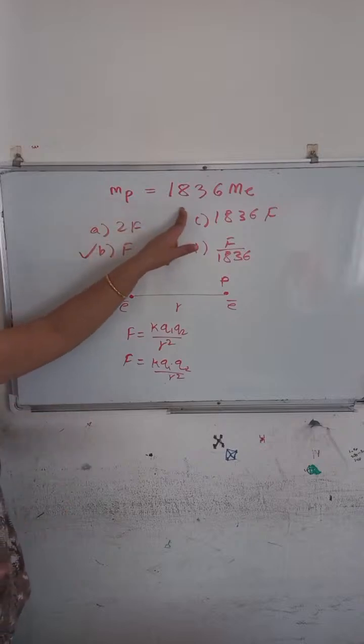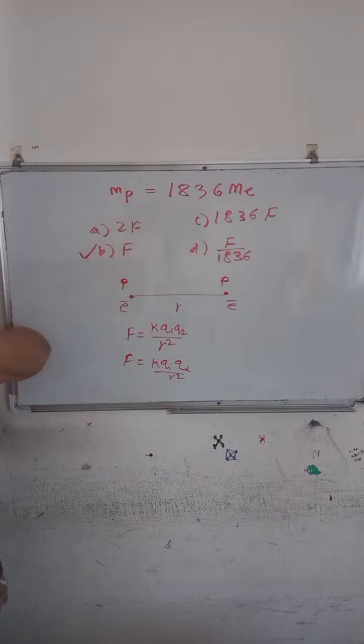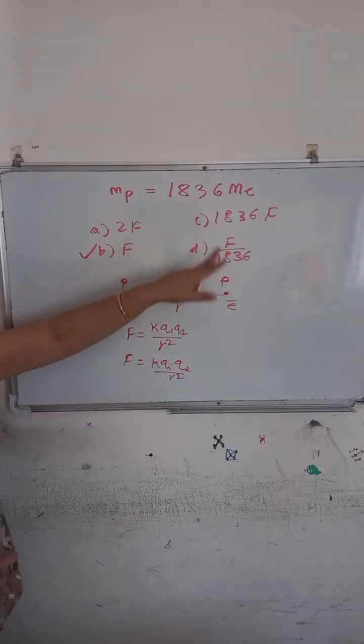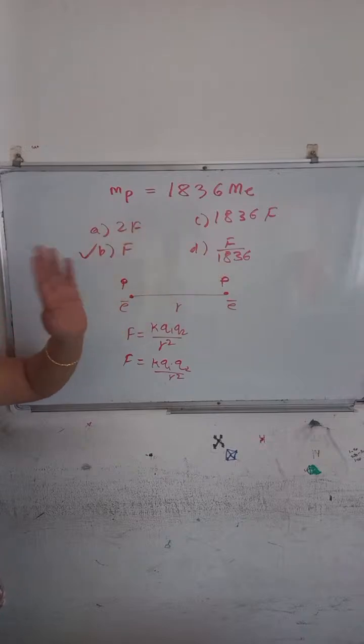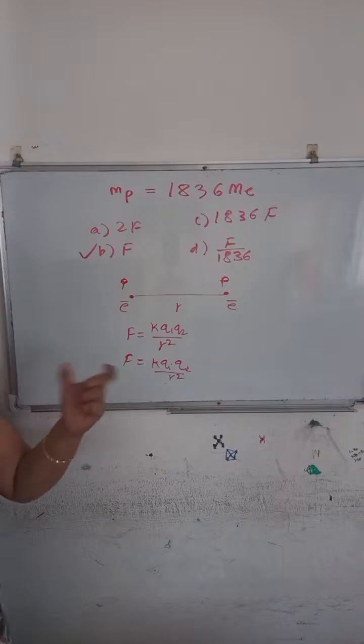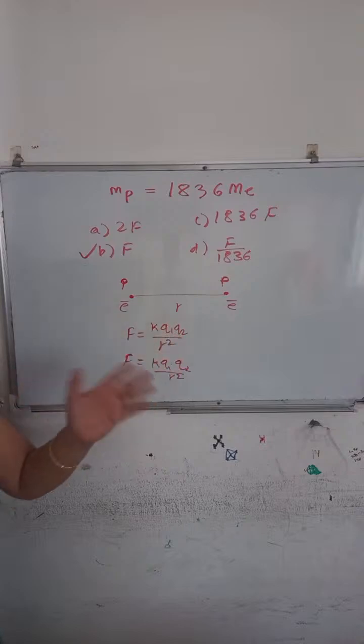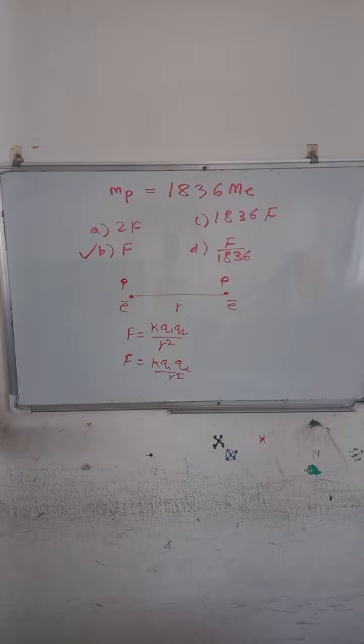Just by giving this mass relation between proton and electron, students get confused. But whether the answer will be this or this, 2F, no. The force will remain the same. Even in normal classes we did the same question. I asked you to find out the charge and what is the force in between them. The same force is acting on both the charges. So the answer is nothing but F only, because the separation is the same, and the force of repulsion between both the protons will also remain the same.